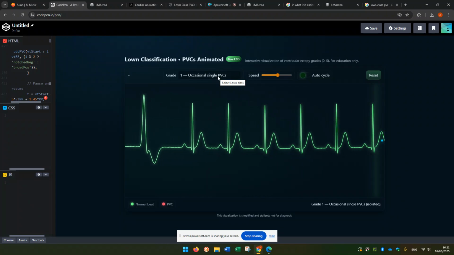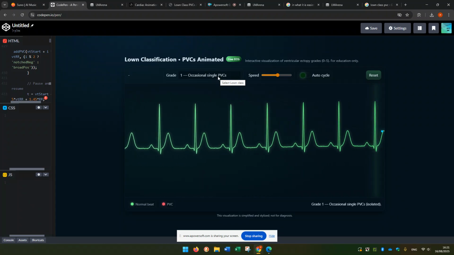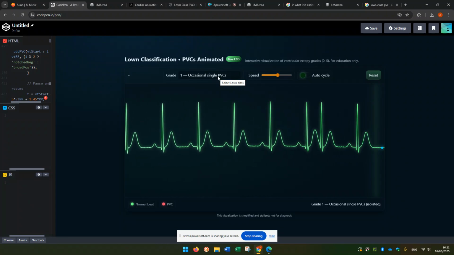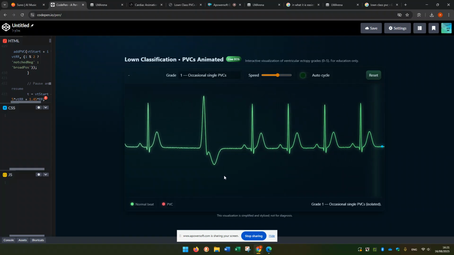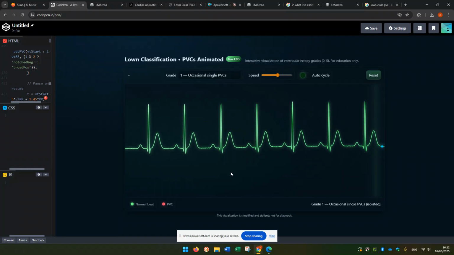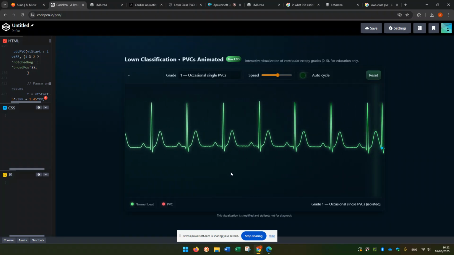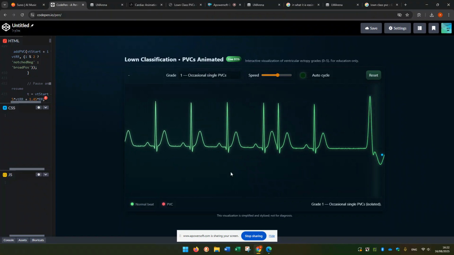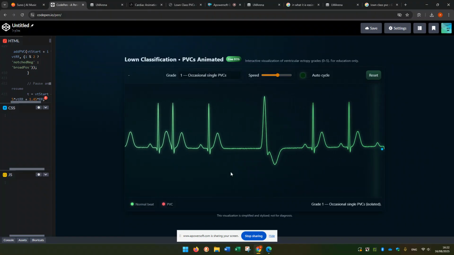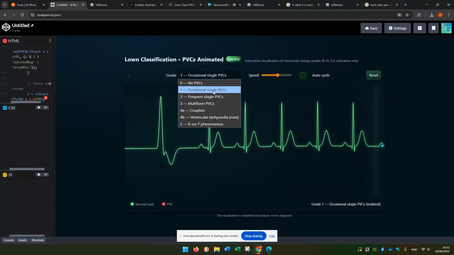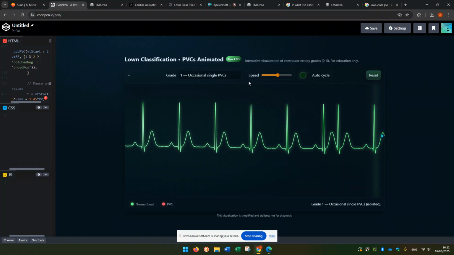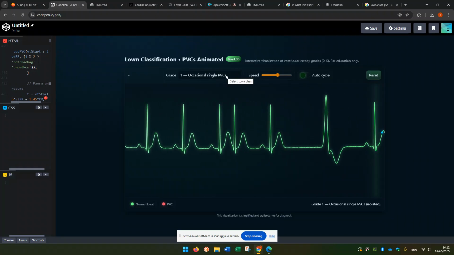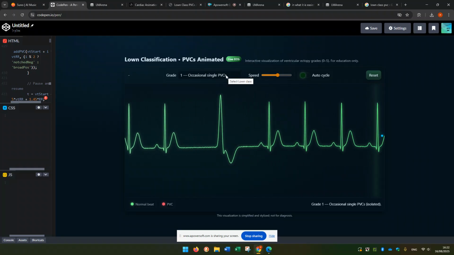Usually you cannot conclude management from the Lown classification, because it depends on whether there is structural heart disease, whether it's post-MI, what the condition of the heart is, maybe an electrophysiological study. But usually Lown class 1 and 2 are the more benign ones, especially in a structurally normal heart.